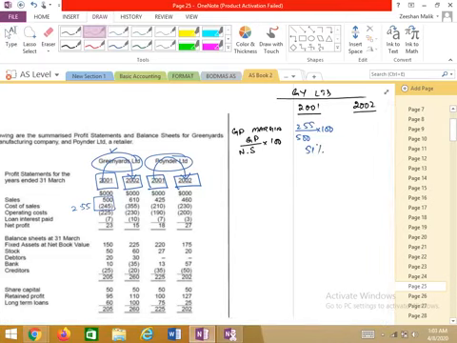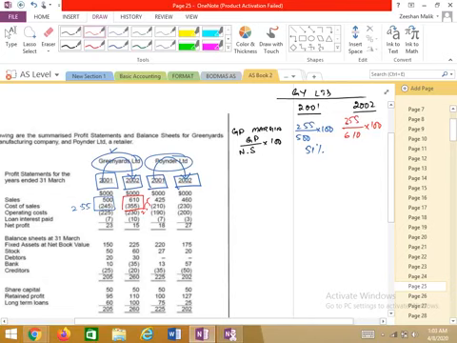On the other hand, if you calculate for 2002, then your gross profit should be 610 minus 355, it's again 255. So 255 divided by 610 into 100. The answer comes 41.8%.